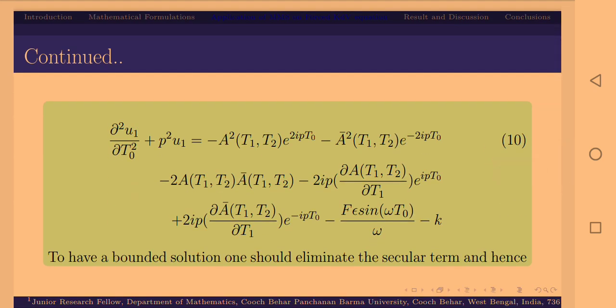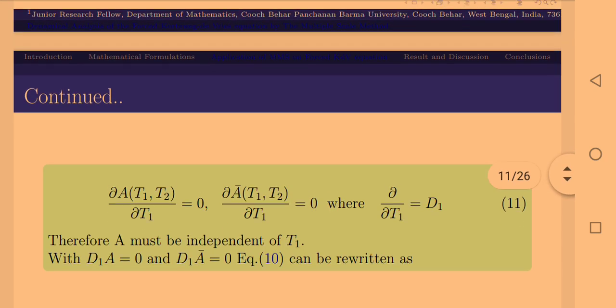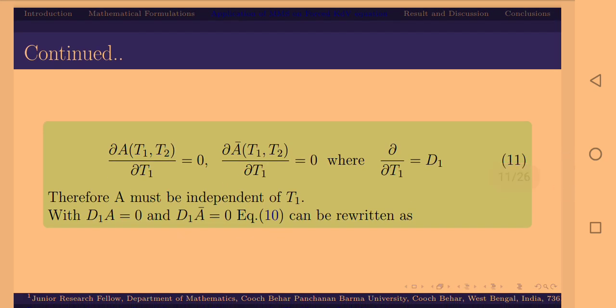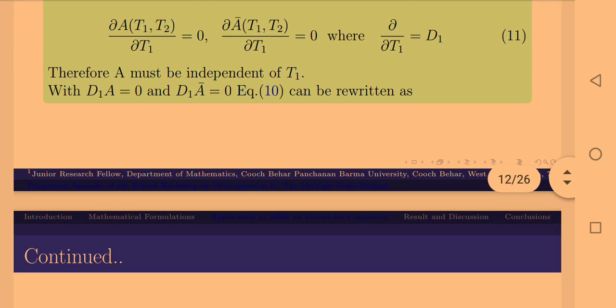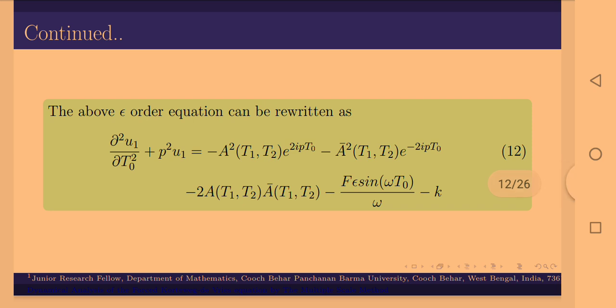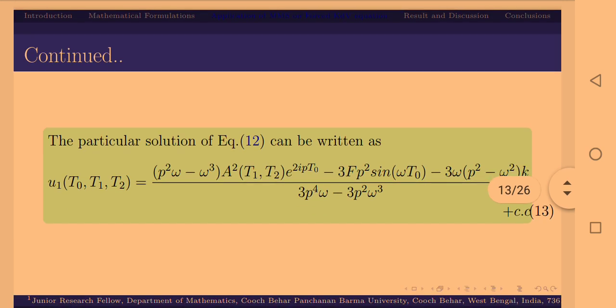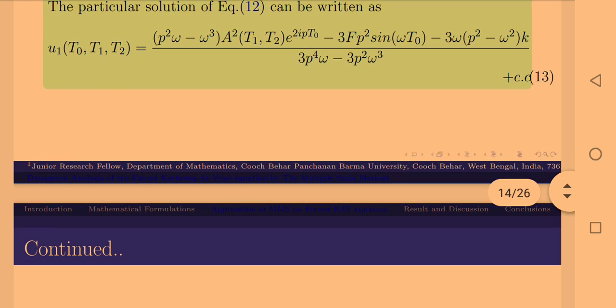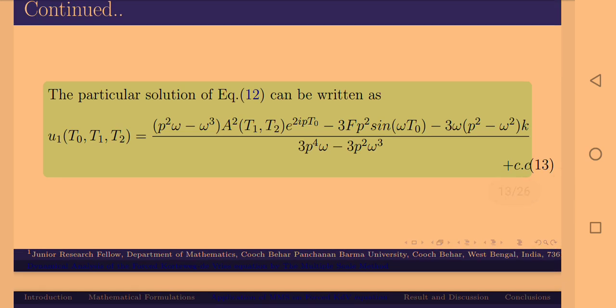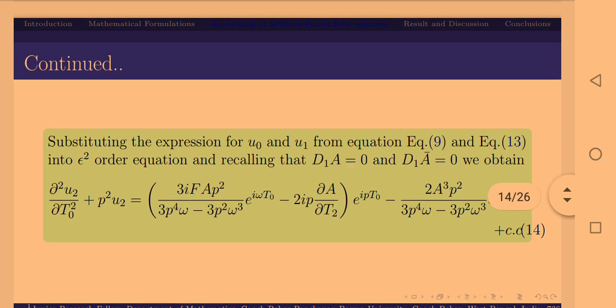To have a bounded solution, one should eliminate the singular term and therefore a must be independent of t1. So the previous equation can be rewritten as. The particular solution of this equation is. Now using this value and the value of u0 in the epsilon square equation, we have equation 14.